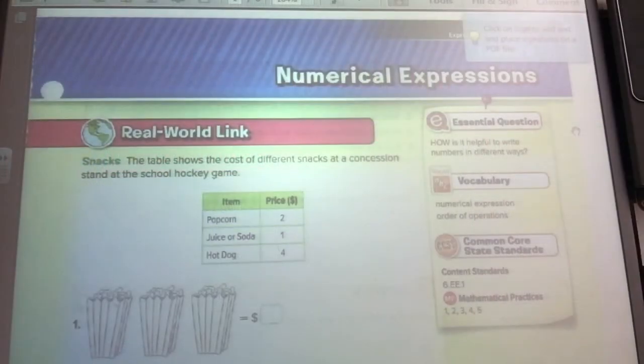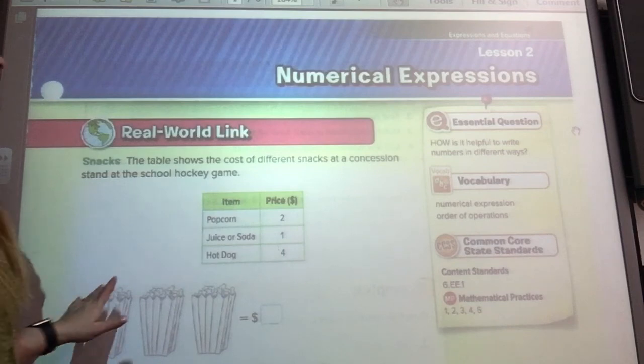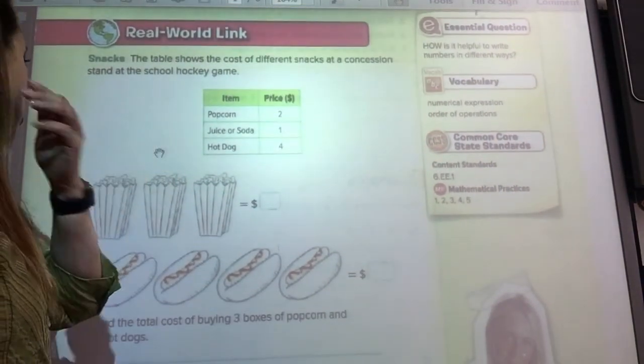All right, today we are working on numerical expressions. If you have the Glencoe series, we are on page 441. Our objectives today are working on order of operations and how to find the answers to questions involving more than one operation. They start us off with this real world link where this table shows different snacks at a concession shop.